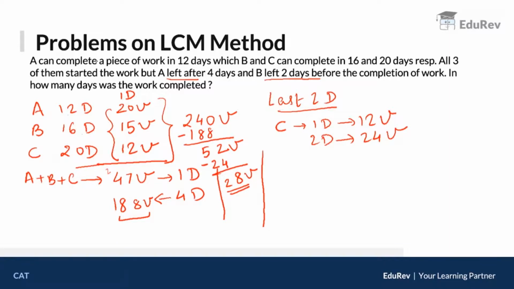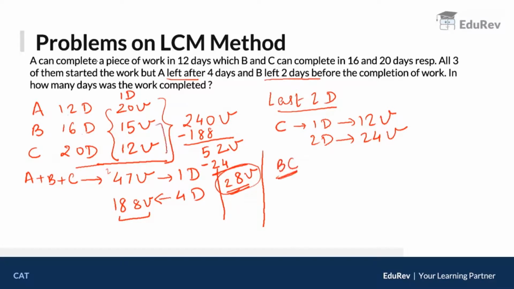Last 2 days only C was there. First 4 days A was there with B and C. So in the middle days we had B and C working together. So B and C cumulatively have to do these 28 units.